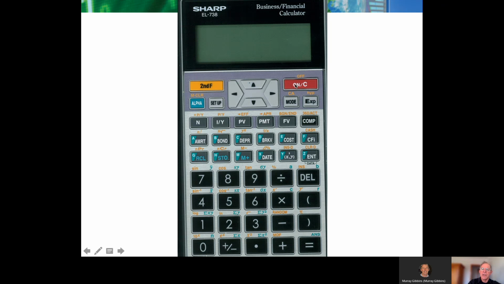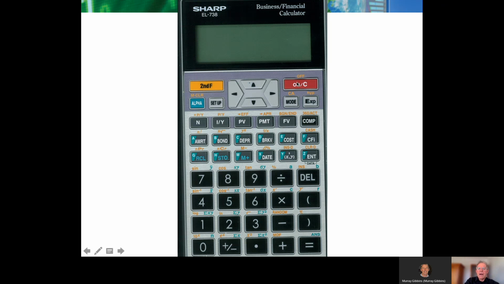One of the first things we need to do, obviously, switch it on, we'll push this button here. And then we want to make sure we're in the right mode. This will do a whole lot of statistics for us later on. So we want to be in normal mode, not stat mode. So we'll press mode 0 for normal mode. Mode 1 will give you stat mode. So make sure we're in mode 0.